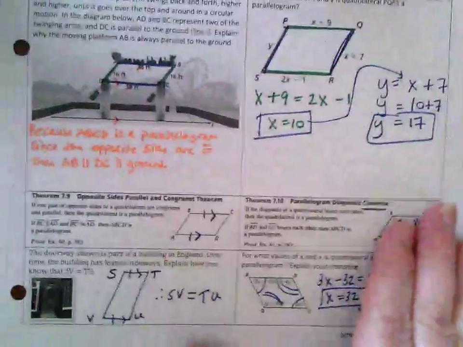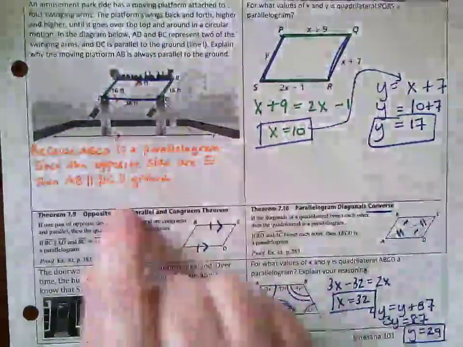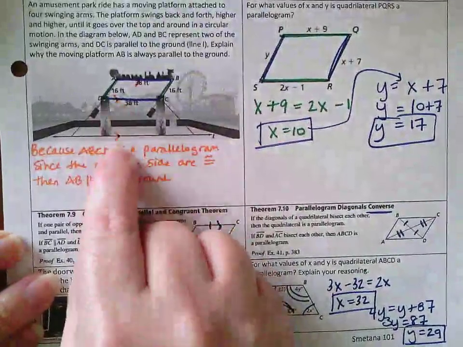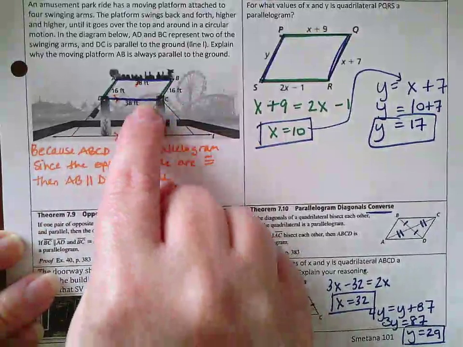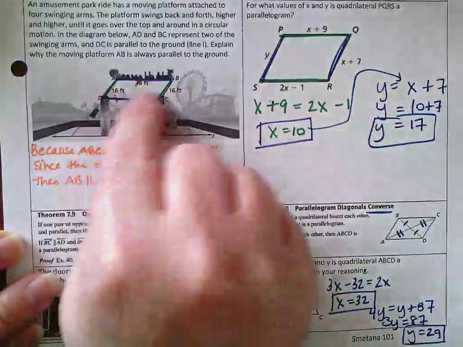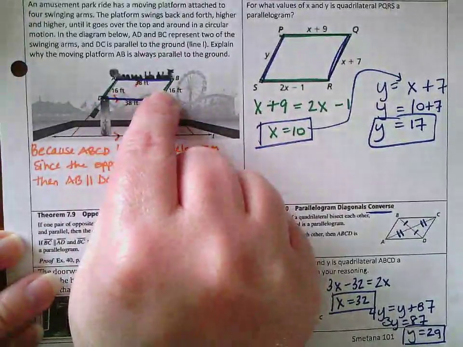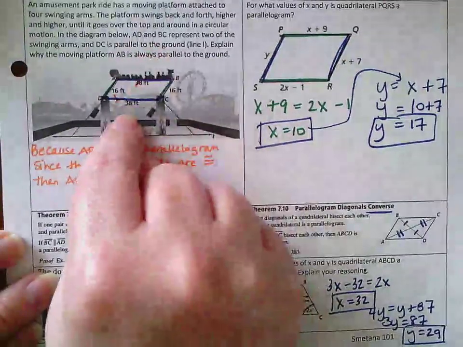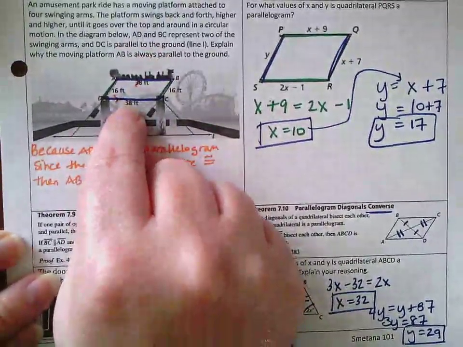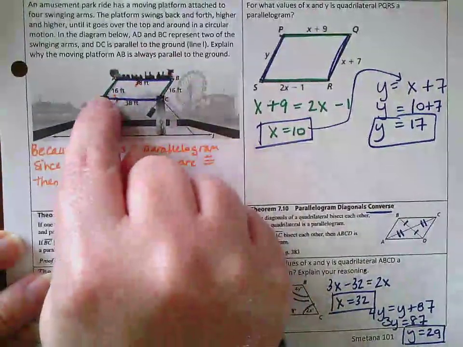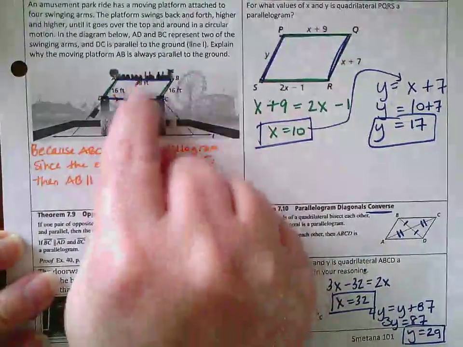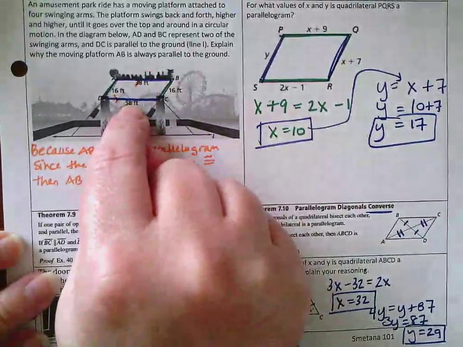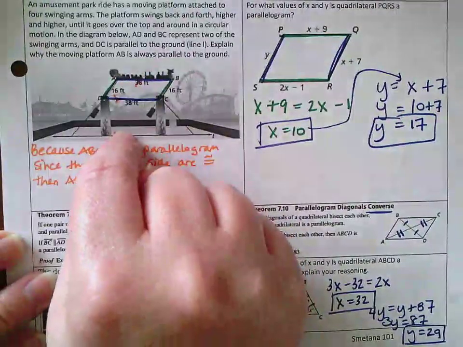Now, if you take a look at this crazy amusement ride, it tells you in the problem that this is parallel to this. So this right here is parallel to the ground, and you'll notice that the opposite sides are congruent to each other. So by saying the opposite sides are congruent, this is a parallelogram, which means AB now has to be congruent and parallel to DC.